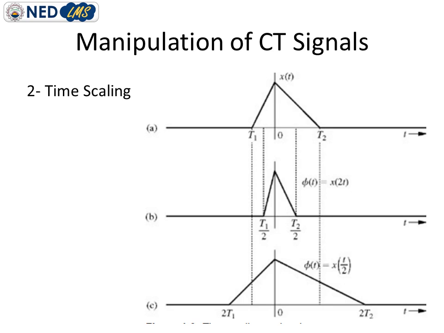Another thing you can observe in this time scaling operation is that the origin, which is t equal to 0, is the anchor point, and it remains unchanged under the scaling operation.